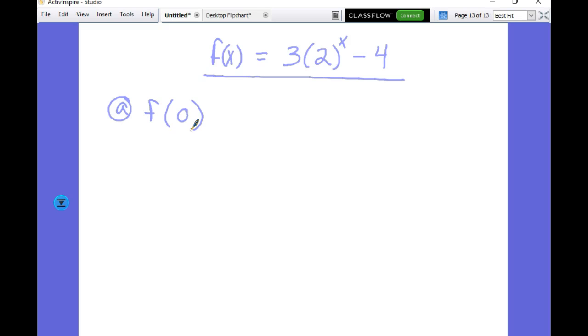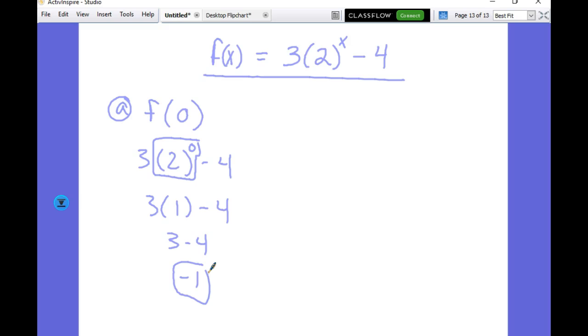So what does that mean when I say f parentheses 0? Plug in 0 for x, right? So f of 0 then means 3 times 2 to the 0 power minus 4. Now you got to do your order of operations, so what comes first? Exponent. So what does this equal? Should be 1. It's 1. Anything to the 0 power equals 1. Now what is 3 times 1? 3. Right. So you got to follow your order of operations, right? One more thing.